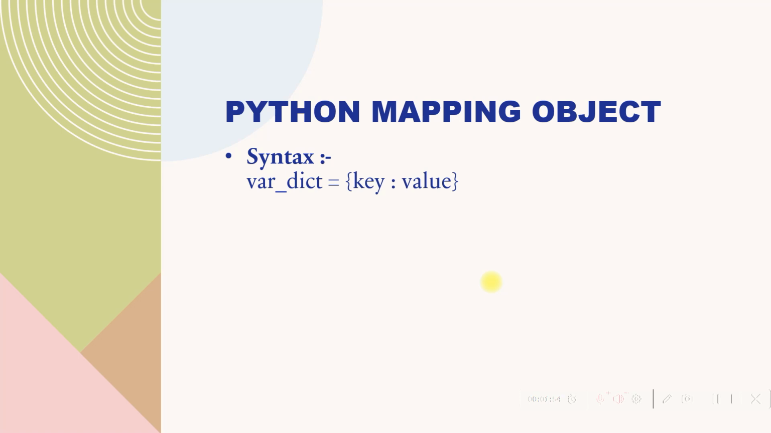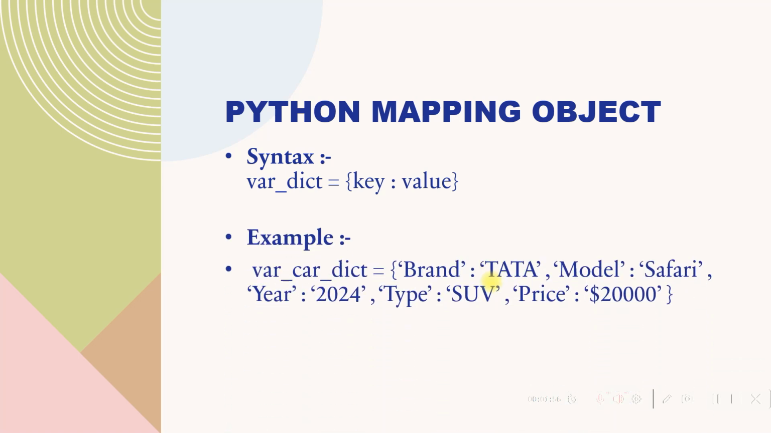Now let's see some examples here. Let's say I go to a car showroom and I want to buy a car, so I will ask some questions. What is the brand? What is the model? In which year was it manufactured? What is the type of the car? And of course, what is the price of the car? When we ask these kinds of questions, these questions are referred to as keys in the dictionary, and the answers to our questions are referred to as values. So this is an example of a simple car and it has certain features.